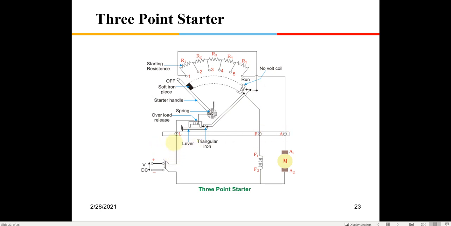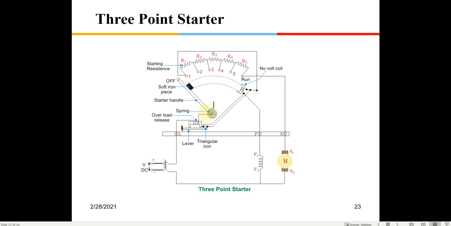From the field it's coming here. There is an overload coil out here. Assuming this connection is off initially, this lever will get pulled up only when there is an overload current. We are assuming that presently when we are starting there is no overload current, so this lever is in the down position and this contact is not made.